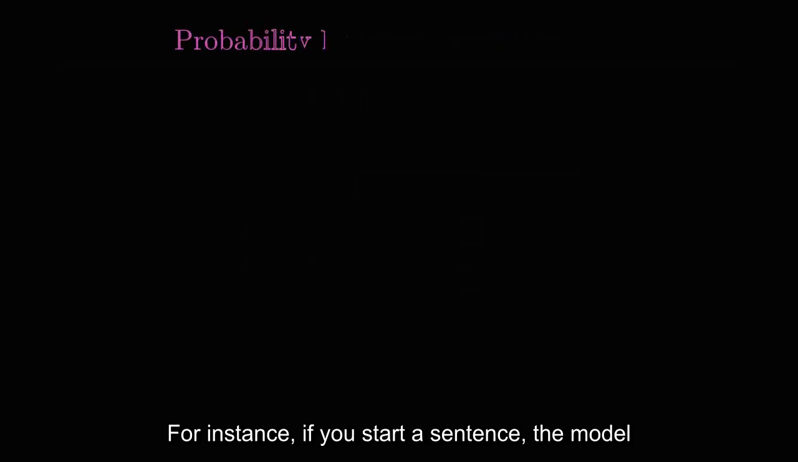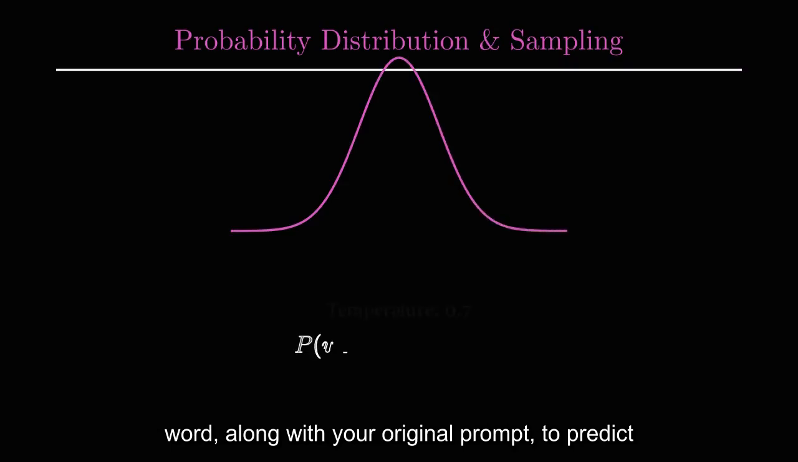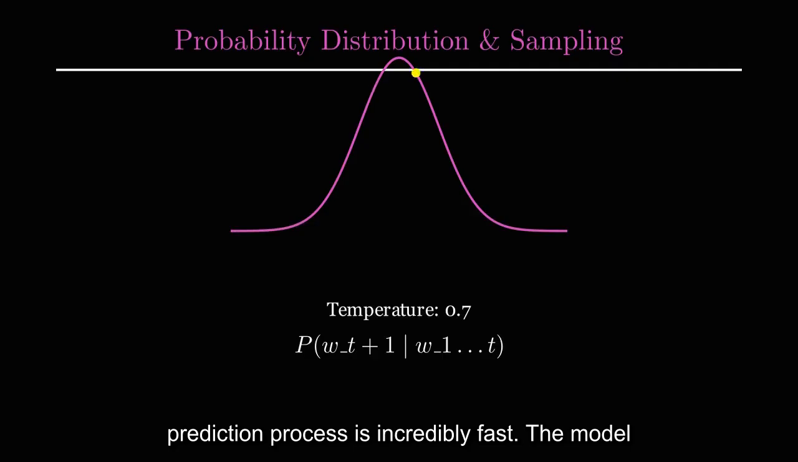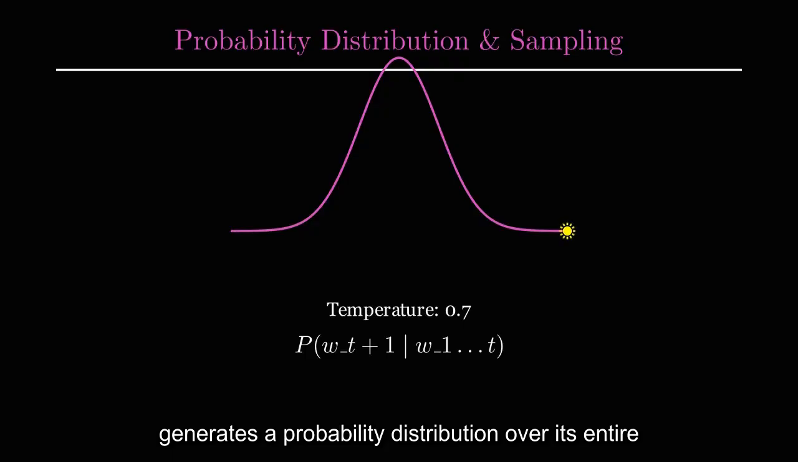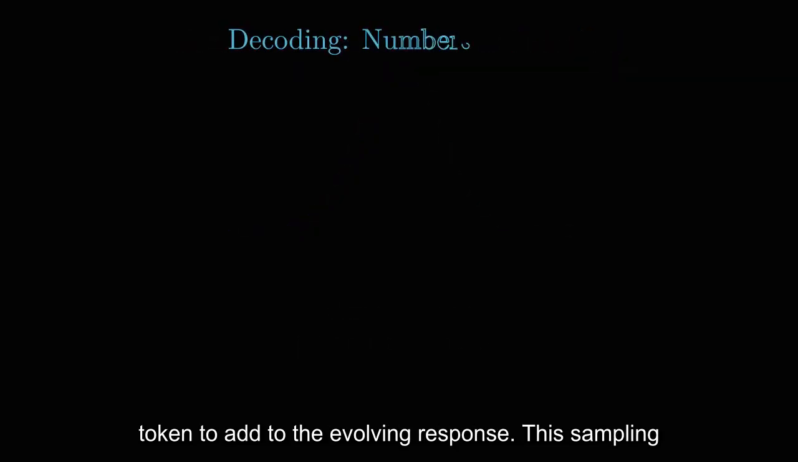For instance, if you start a sentence, the model predicts the most likely next word, then uses that word, along with your original prompt, to predict the subsequent word, and so on. This iterative prediction process is incredibly fast. The model generates a probability distribution over its entire vocabulary for each potential next token. It then samples from this distribution, selecting the next token to add to the evolving response.